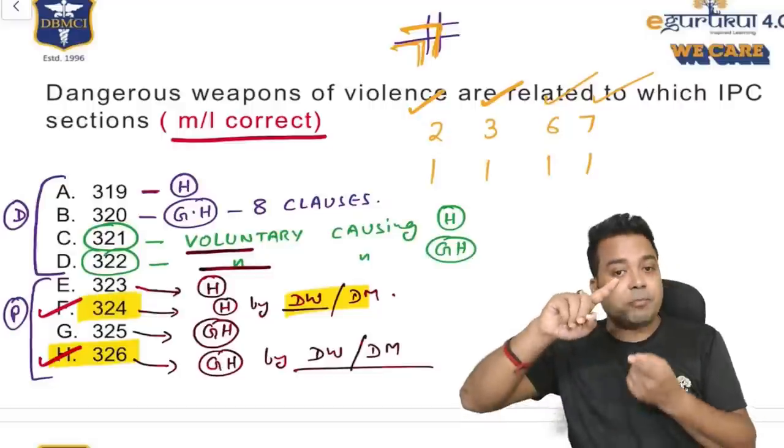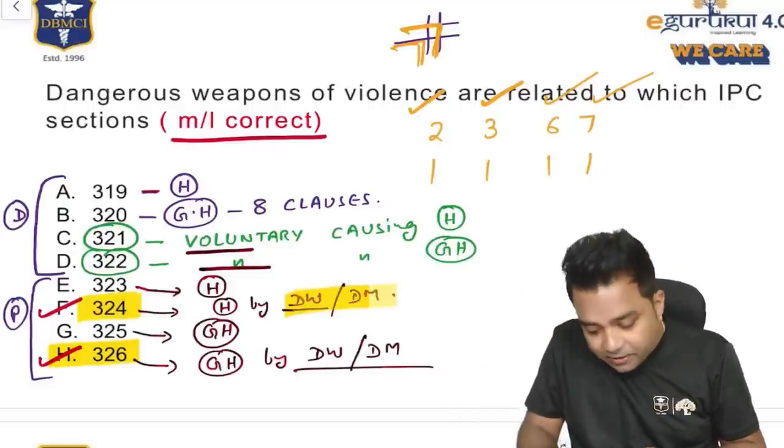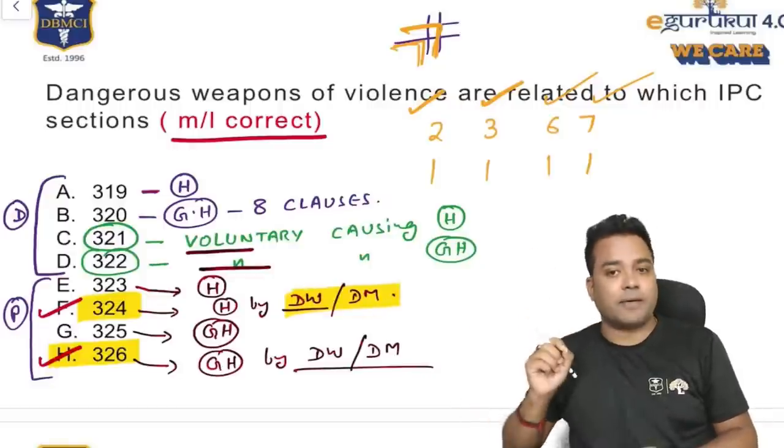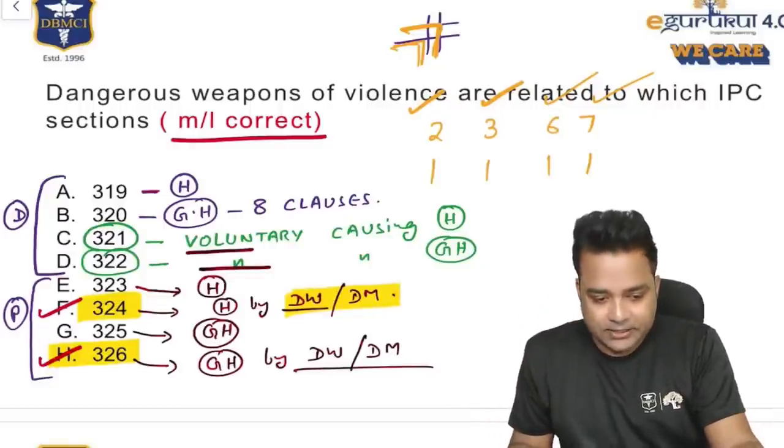In 324 IPC, the punishment is defined for hurt by dangerous weapon. And in this same section it is also defined what dangerous weapon and means are. Okay? I hope it is clear.